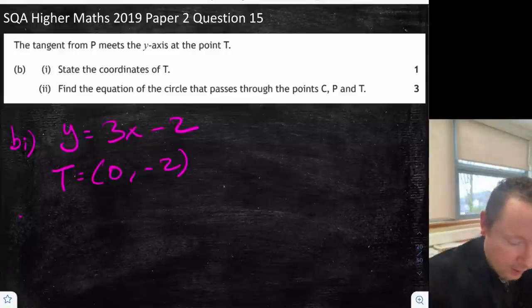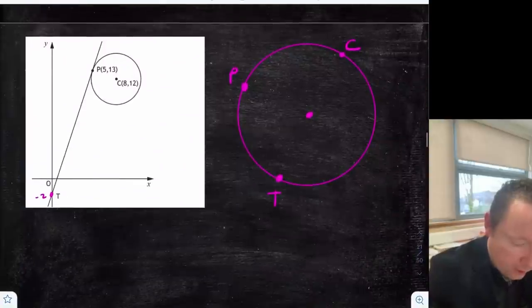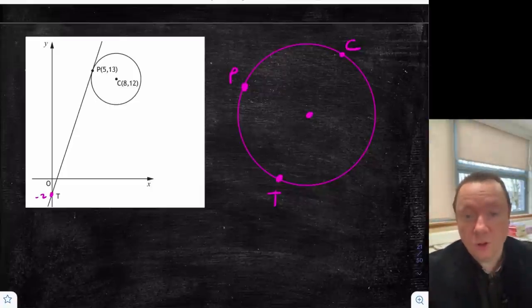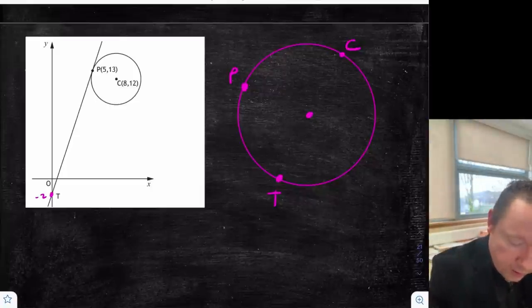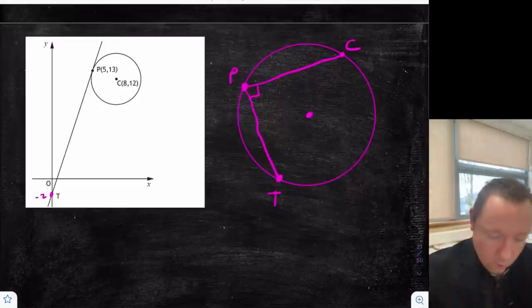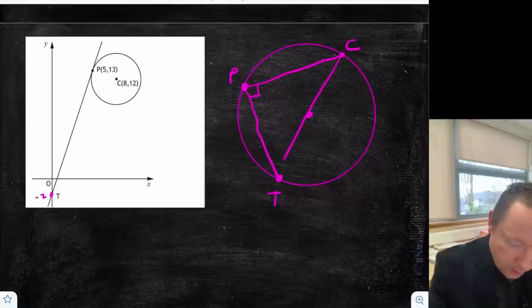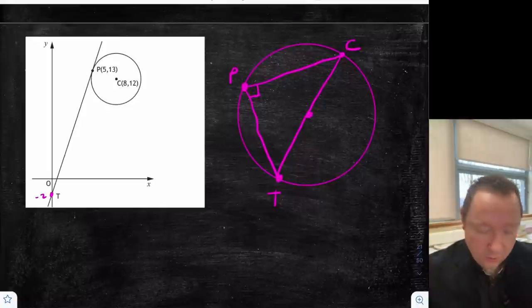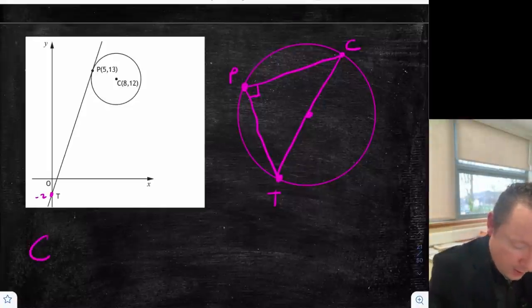So part B2 says find the equation of a circle that passes through the points C, P, and T. So if we've got the picture of it here again, we've got C, P, and T, and we're saying that there's some circle that goes through all three of these points, a bigger circle. I've not drawn an accurate sketch of this, but we know that this is a right angle, meant to be at P. Now, that only happens in a circle when we make a triangle, and that would be the diameter. So we now know, essentially, that CT is the diameter.